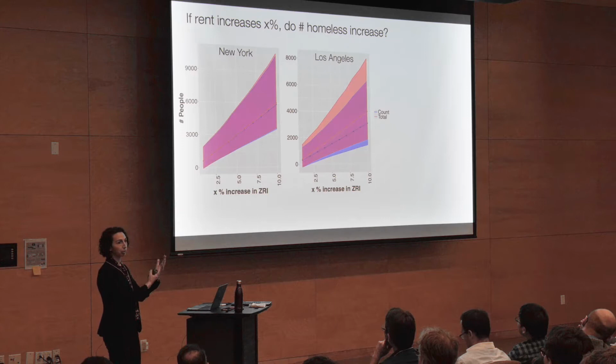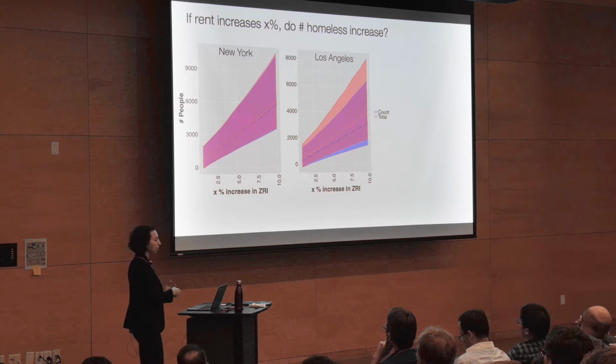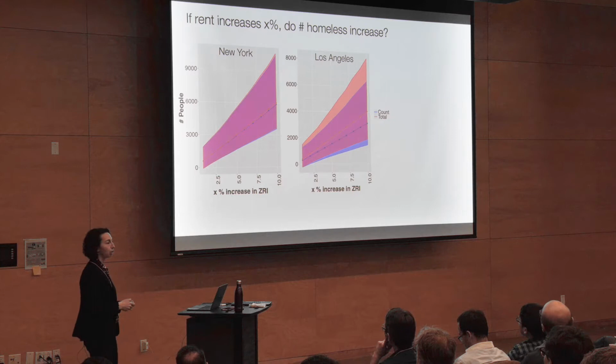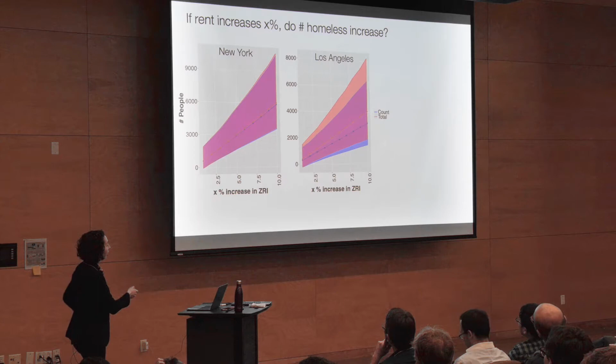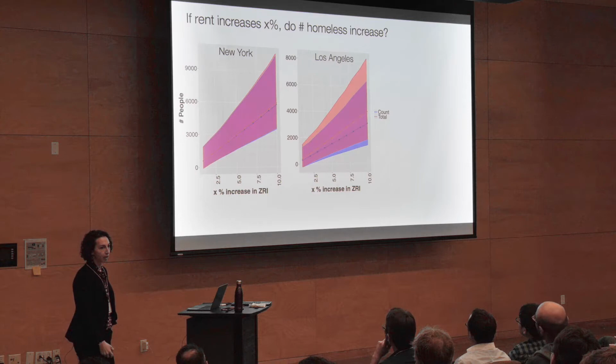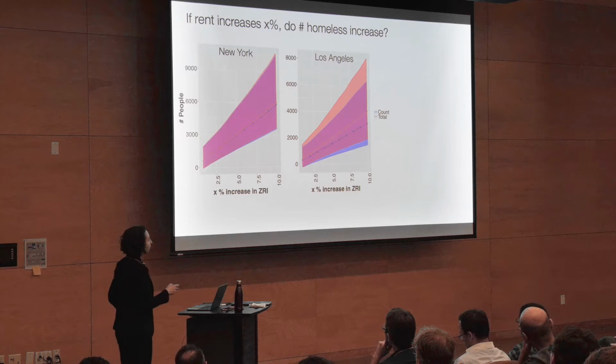And what we see is that for both New York and LA, as we increase rent, we expect to see an increase in the size of the homeless population. But interestingly, or not so surprisingly, in LA, what our model forecasts is different for the total number than the counted. And that, of course, is because LA has a much larger unsheltered population, right? And this is where assumptions and the count accuracy can be pretty influential on what's decided.